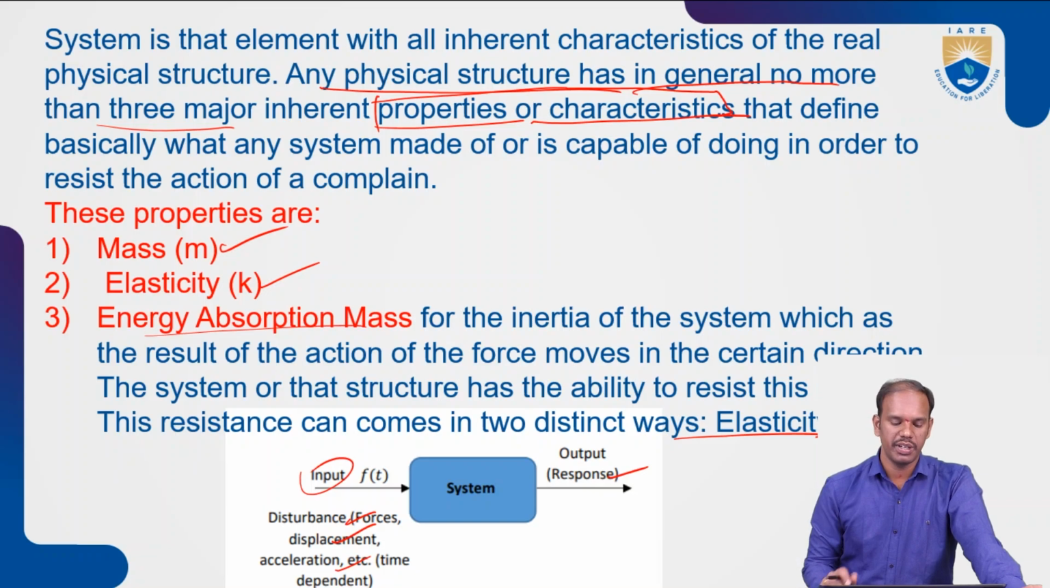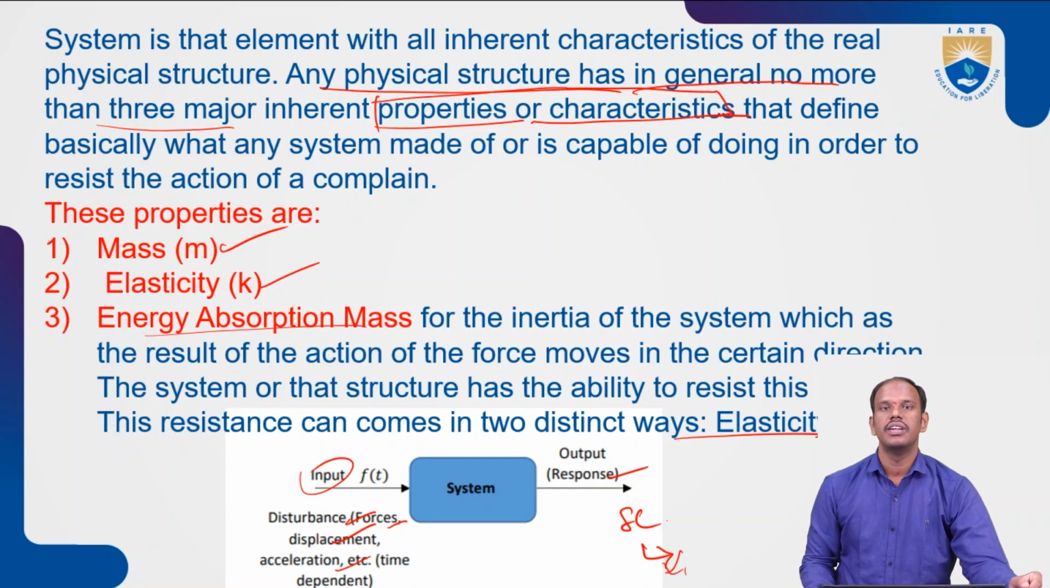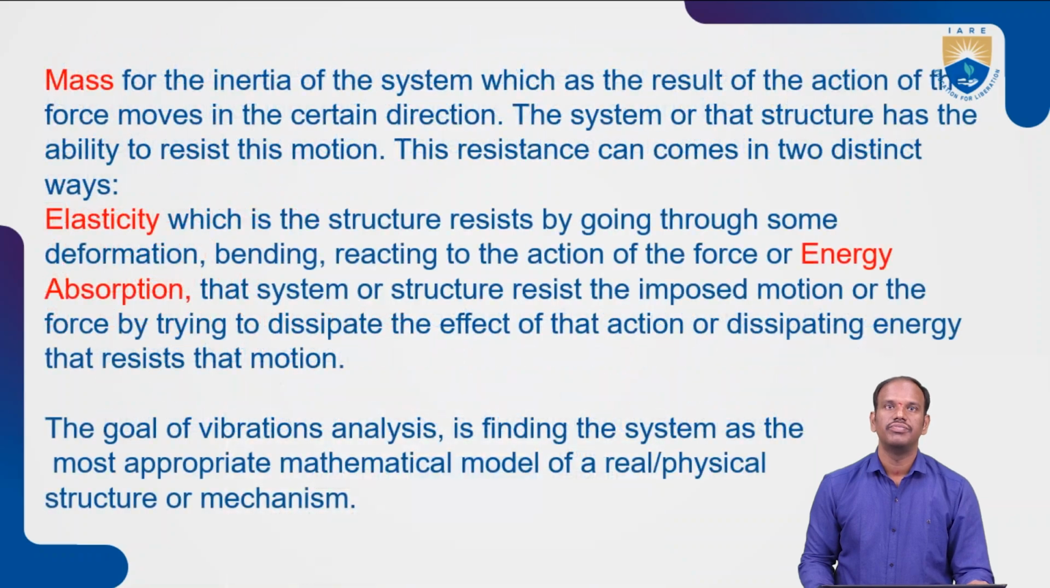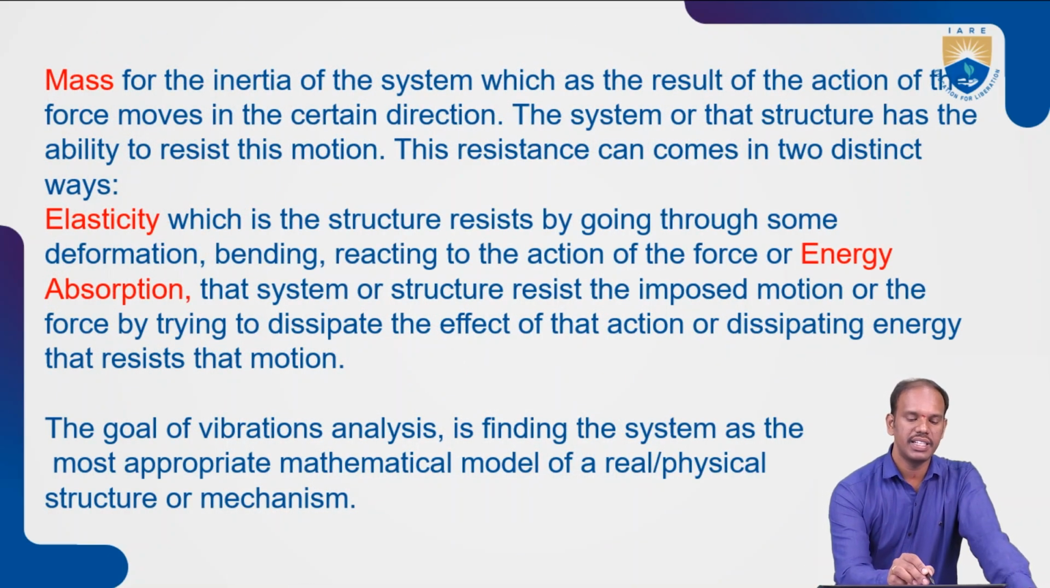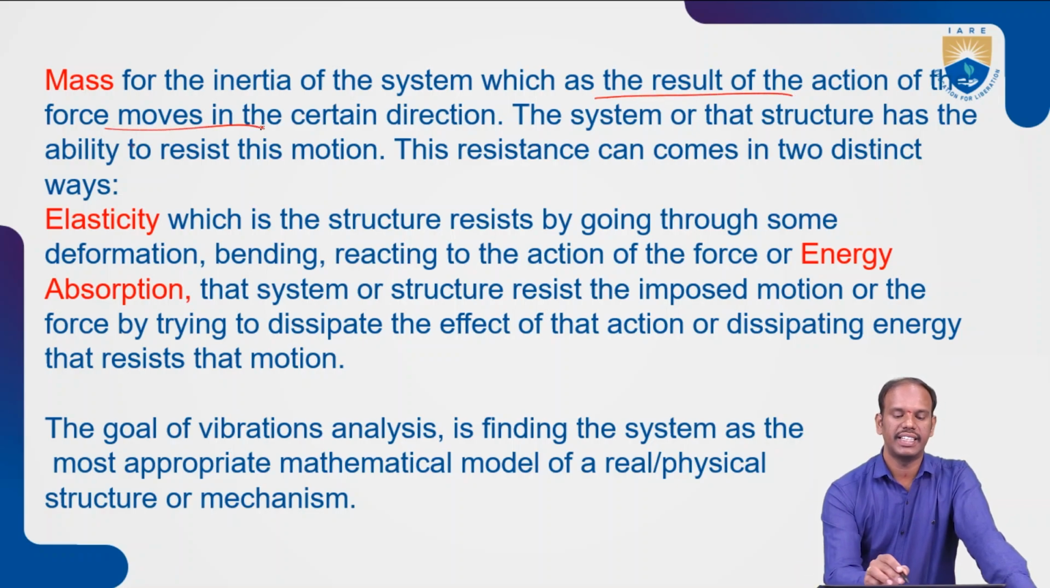So if you give a disturbance like a force, there is a change in length. And if you give a displacement, there is a motion from position x1 to x2. If you give time variation or acceleration, there is a particular output on the output side. So what is meant by mass here? There is an inertial system, resulting from the action of these forces, that moves in certain directions.